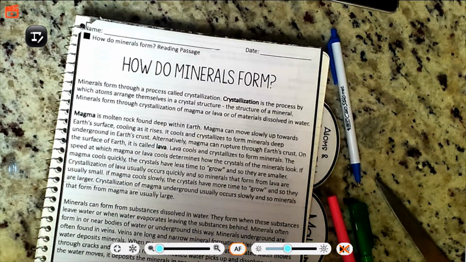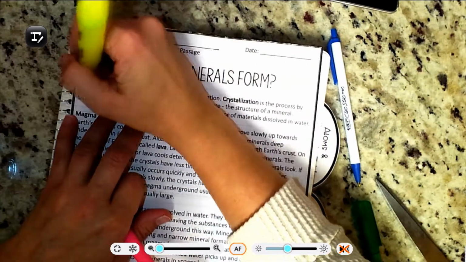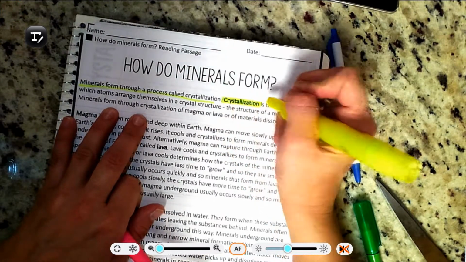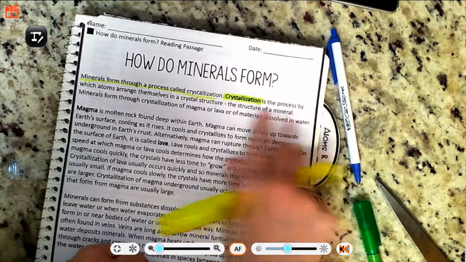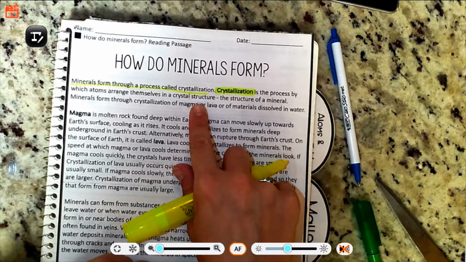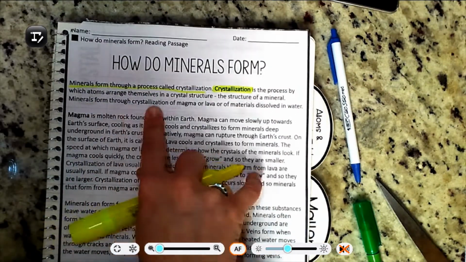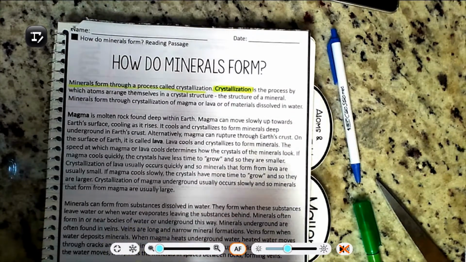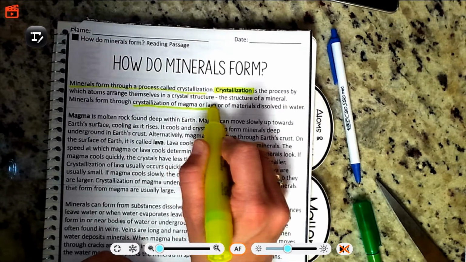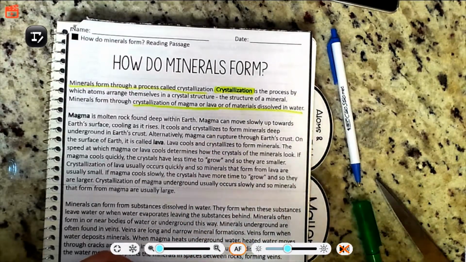So how do minerals form? So minerals form through a process of crystallization. Crystallization, you know that's already a good word because it's bolded, is the process by which atoms arrange themselves in a crystal structure. That sounds familiar. The structure of a mineral. Minerals form through crystallization of magma or lava. So magma and lava are the same thing, just in a different location, or of materials dissolved in water. So there's really two ways that they form.